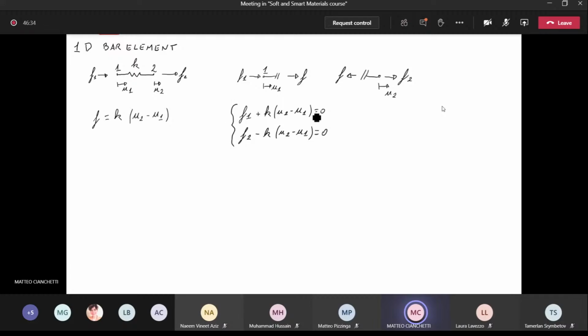So we have this system. We can write it also in matrix form, more compactly. We have the matrix K, minus K, minus K, K, which multiplies U1 and U2, and that gives you F1 and F2.